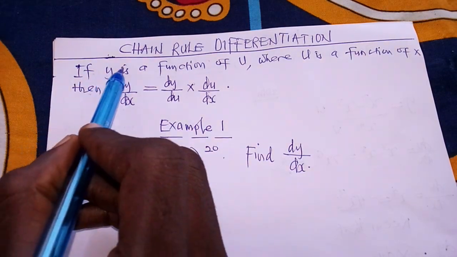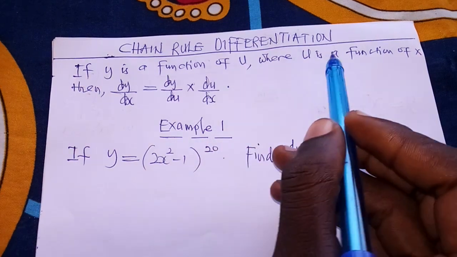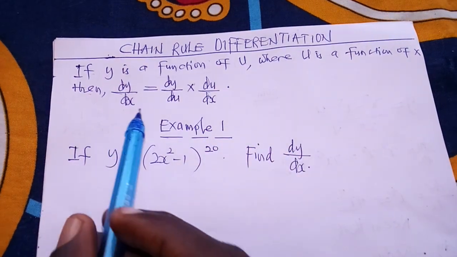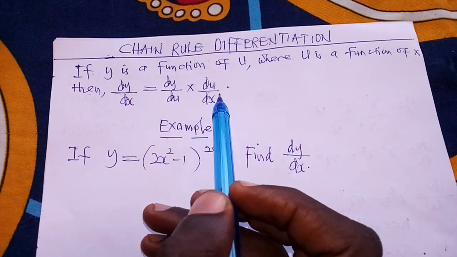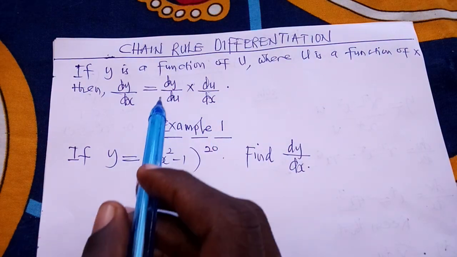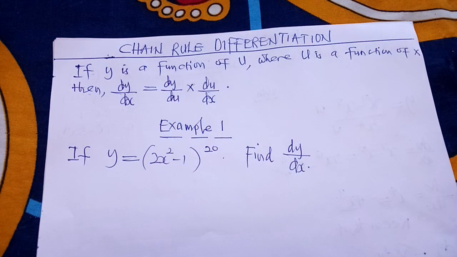It reads: if y is a function of u, where u is a function of x, then we can say our dy upon dx becomes dy upon du times du upon dx respectively. So this is the formula that we are to use in differentiating chain rule. Now in differentiating chain rule, we always consider the power. Whenever a bracket is having a power, we always consider it as a chain rule.